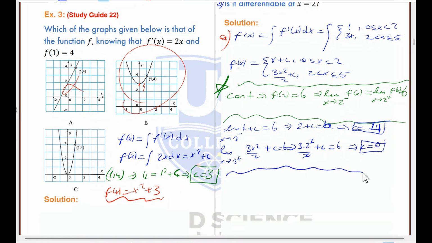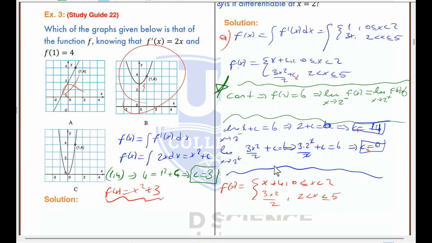Now I got the c's. I'm going to write the function with the values of c's that I found. F of x is equal to x plus the first c, which is 4. Second c, 3x squared over 2 plus c, which I found as 0. This is the first c, this is the second c. Okay, this is my original function. I answered the first part of the question.